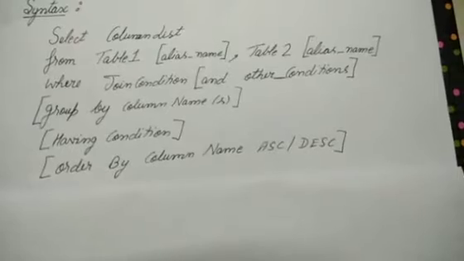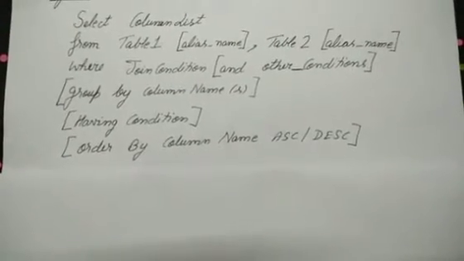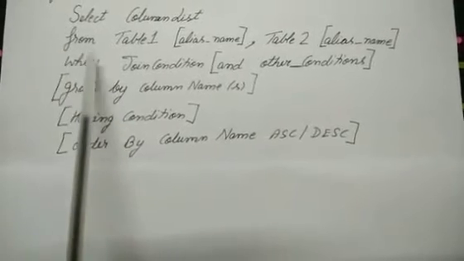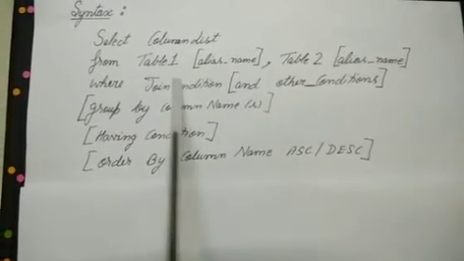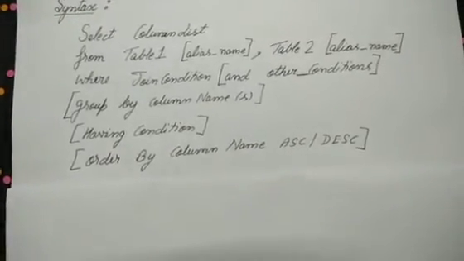The first important point, the query should have at least two tables. After from, table 1, comma, table 2. Like this, you can write n number of tables using the comma operator. Second compulsory part, the tables we are joining should have at least one common field.